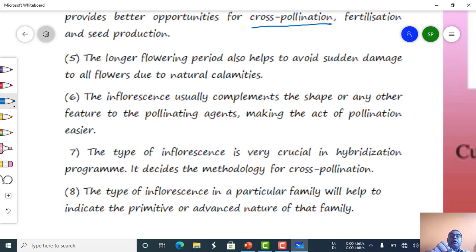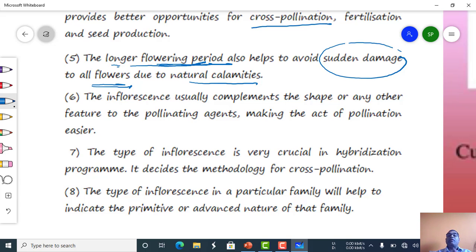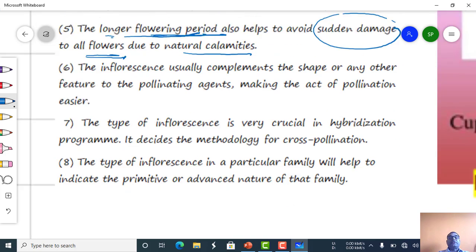Next significance, this longer flowering period also helps to avoid sudden damage of all flowers due to any natural calamity. That natural calamity may be drought, may be any disease condition, or may be rainfall or snowfall, whatever it may be. But the sudden damage of all flowers is stopped by means of this longer flowering period which occurs in the inflorescence.